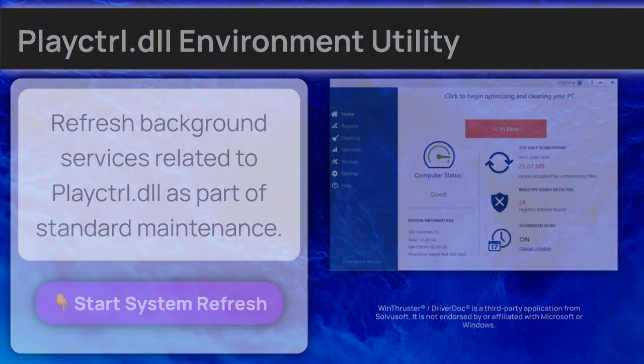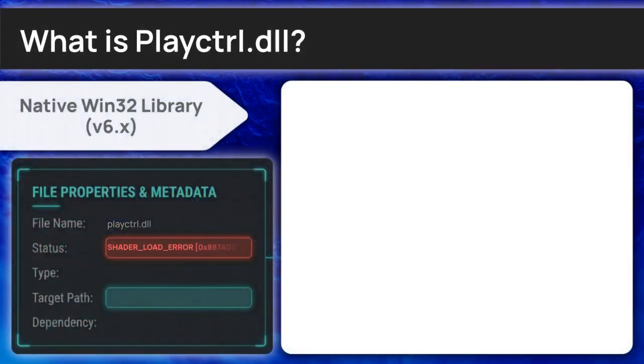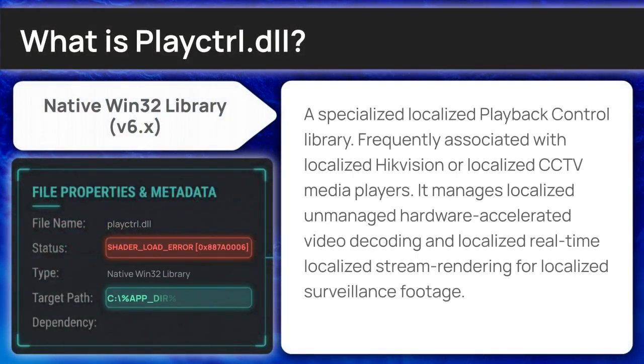This is the Playctrl Library, a specialized playback control library, frequently associated with Hikvision or CCTV media players. It manages unmanaged hardware-accelerated video decoding and real-time stream rendering for surveillance footage. Understanding the file's role is a great start. Now let's look at replacing it.